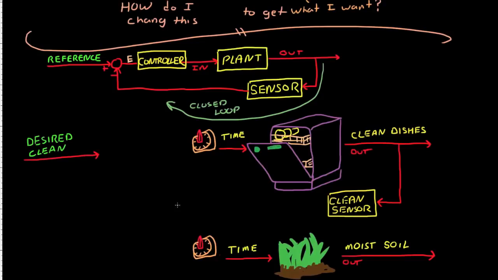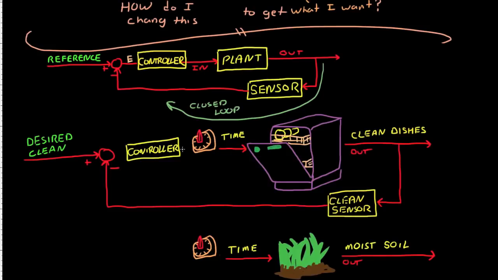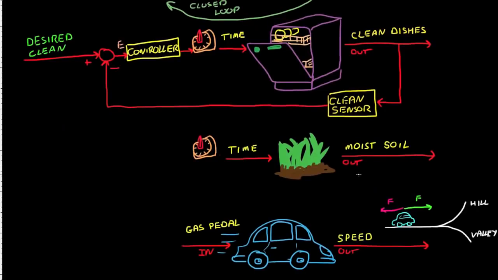This desired cleanliness level would be compared to the measured level. An error term would be generated, which would be fed through a controller which would monitor when to shut off the dishwasher.